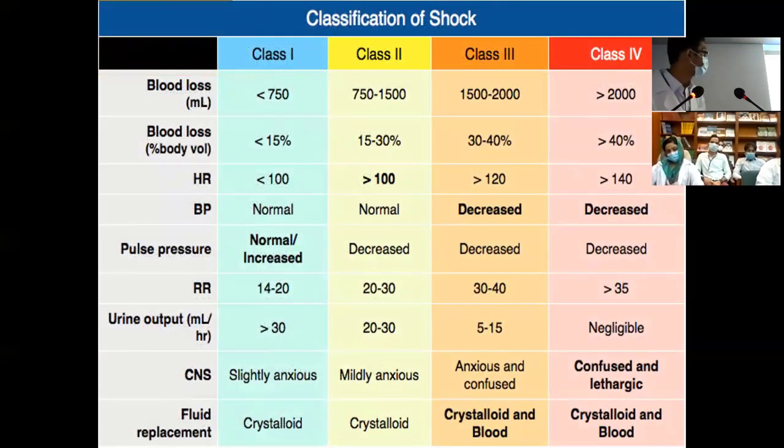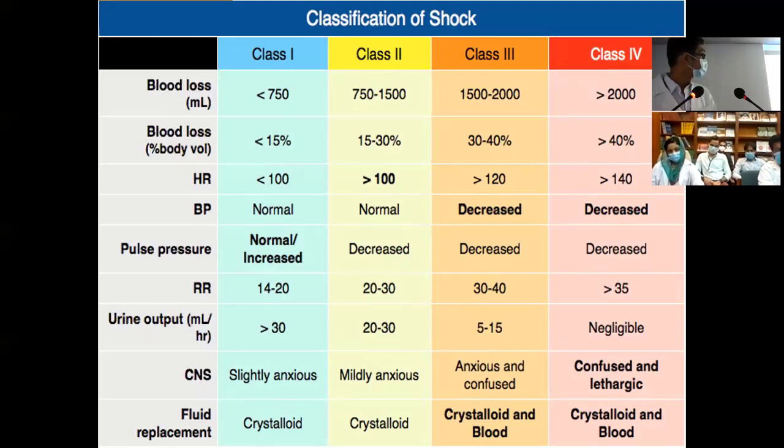This is the classification of shock. We have classified shock broadly into 4 different categories according to blood loss. If the blood loss is less than 750 ml, which is less than 15% of the blood volume, it will be classified as class 1 shock or hemorrhage. If the blood loss is around 750 to 1500 ml, it includes 15 to 30% of the blood volume. Class 3 includes 1500 to 2000 ml and it includes 30 to 40%. For class 4, more than 2 liters of blood loss, which includes more than 40% of the blood loss.